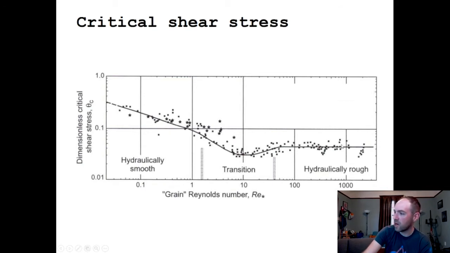And then when you get into hydraulically rough conditions around coarse particles, then it's a relatively uniform dimensionless critical shear stress. So that's a really useful concept to think about. And it's important to understand when you go out and look at a river or any sediment transporting system, as to why certain particles behave certain ways in the flow, and why certain rivers behave different ways.